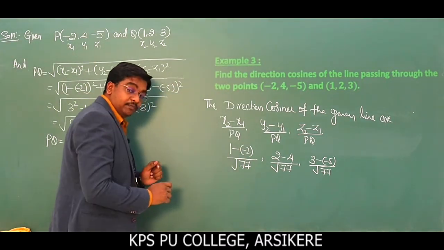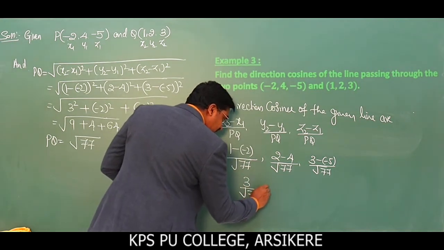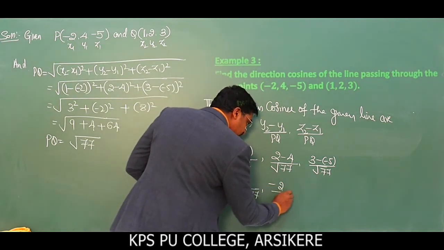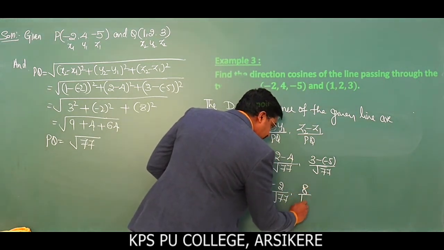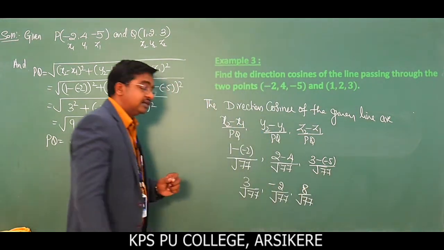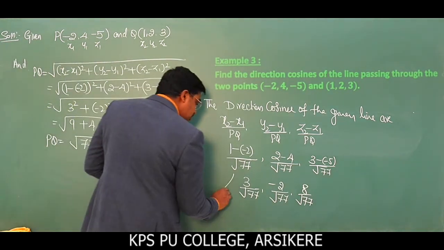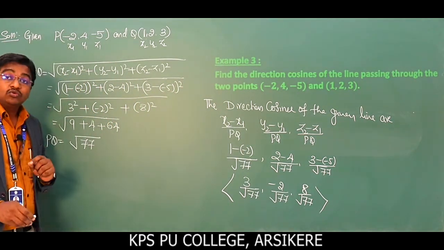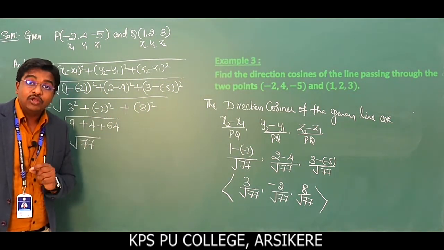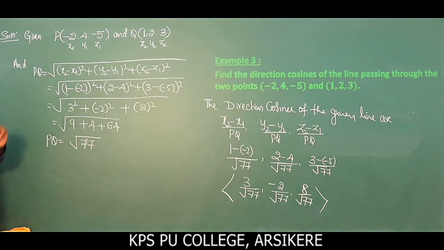So therefore what are the direction quadrants here? Minus into minus becomes plus, 1 plus 2, 3 divided by root 77, and the second one -2 divided by root 77, third one 8 divided by root 77. They are the required direction quadrants. Okay, now direction quadrants here, 3 divided by root 77, -2 divided by root 77, and the last one 8 divided by root 77. Okay, is it clear? So take the pause and note all the things written here.